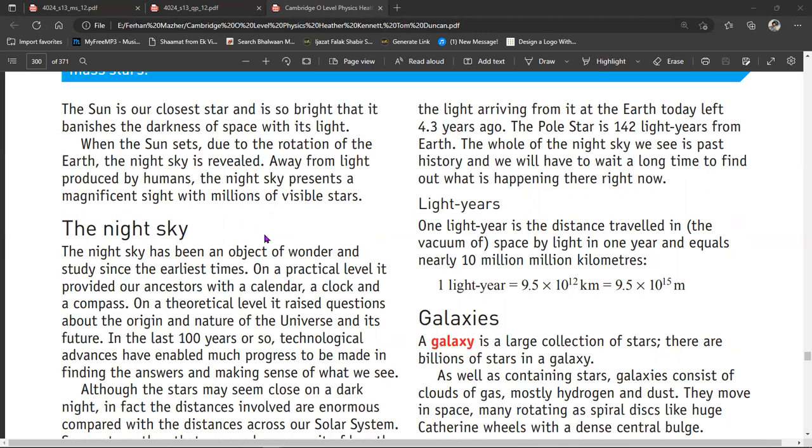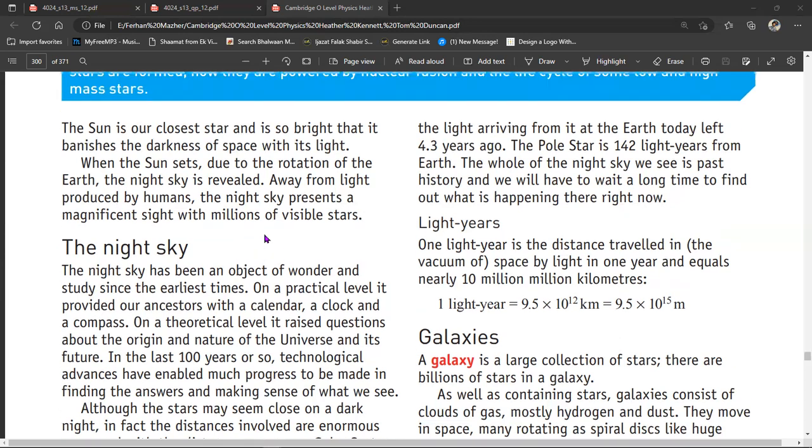Light years. 1 light year is the distance traveled in the vacuum of space by light in 1 year and equals nearly 10 million million kilometers. 1 light year is equal to 9.5 × 10^12 kilometers, or you can say 9.5 × 10^15 meters.